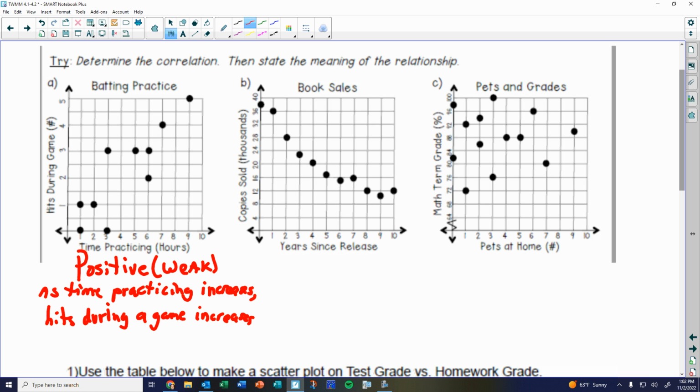Okay. All right, what about the middle one? Would you say positive, negative, or no correlation? Negative. It is negative. It'd be a strong, right? Those points are pretty close together, and they're almost a straight line. So what did you say for the relationship for this one?